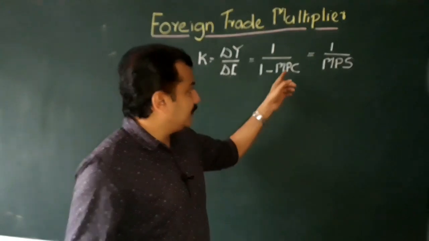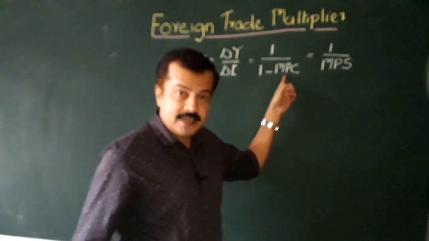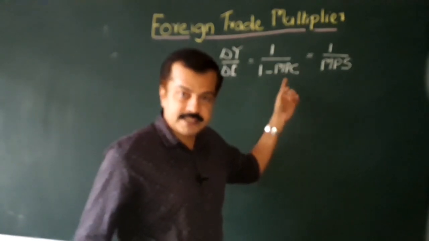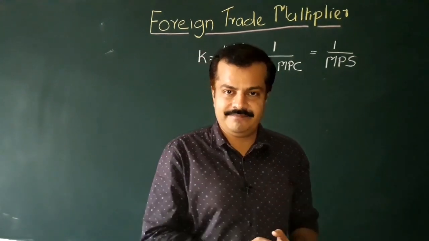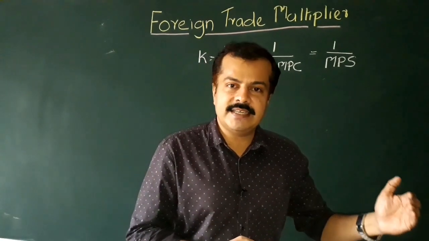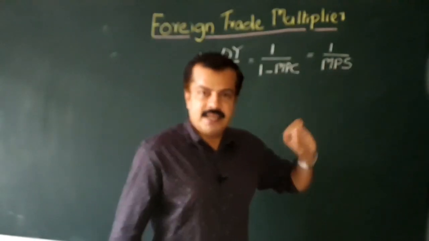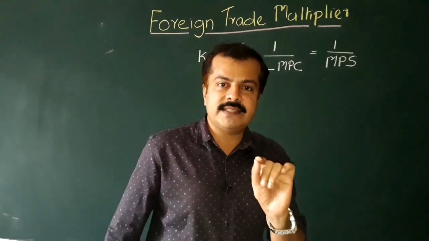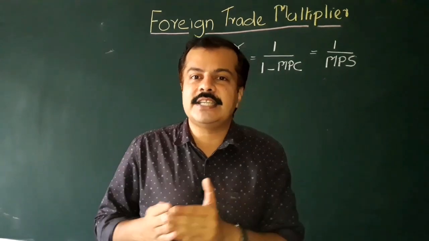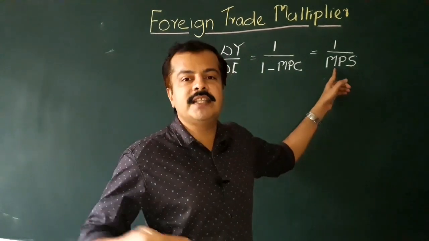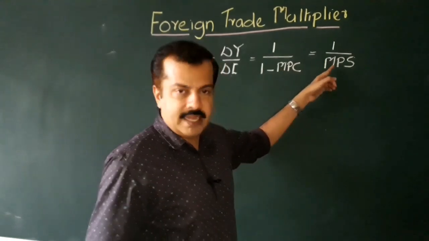Hope you remember the meaning of marginal propensity to consume and marginal propensity to save. MPC means the change in consumption as a result of a change in income. It is the net change in consumption as a result of an addition in income. MPS means net change in saving, or an extra saving as a result of an extra income. Change in saving as a result of the change in income. Addition to saving when there is an addition in income. This is the meaning of MPC and MPS.